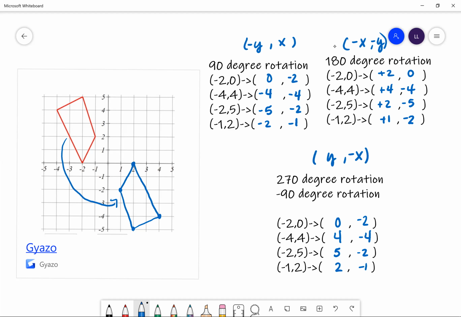So -2 times -1 is +2. -4 times -1 is +4. -2 times -1 is +2. -1 times -1 is +1. All right, let's take a look at the graph of this. All right, take a look at that graph. As you can see, it was rotated. Okay.